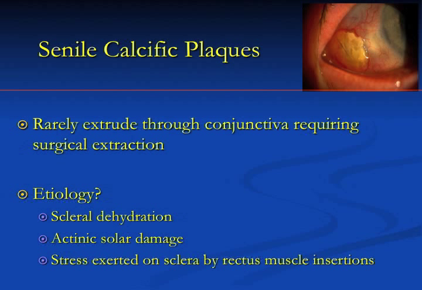There were some hypotheses that the fact that sometimes it can extrude can be due to either scleral dehydration, or sometimes because of exposure to the sun, so actinic damage, or sometimes it's just mechanically induced by stress because of the sclera against the rectus muscle insertions.